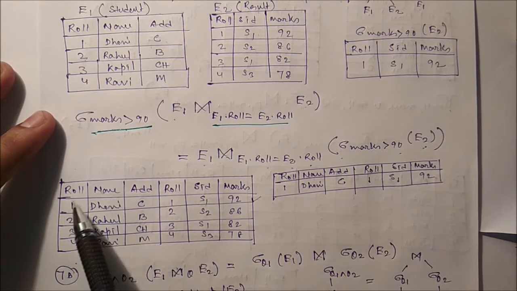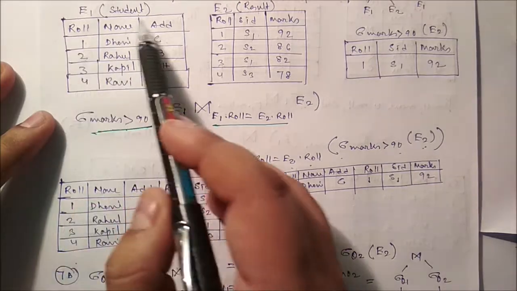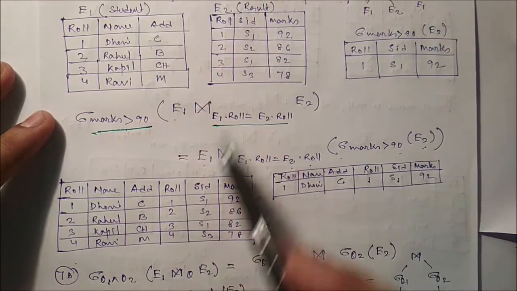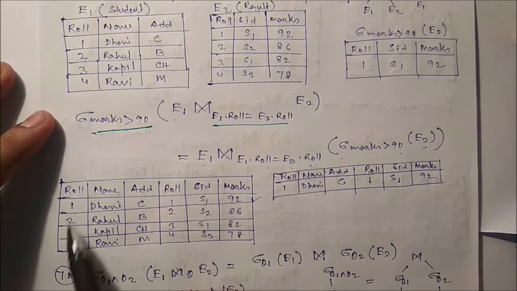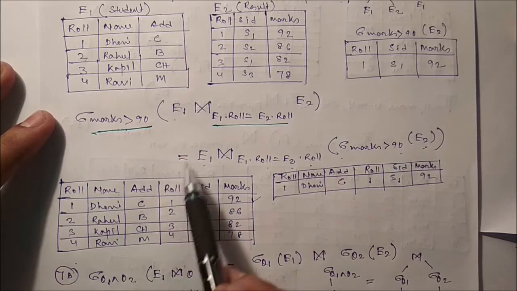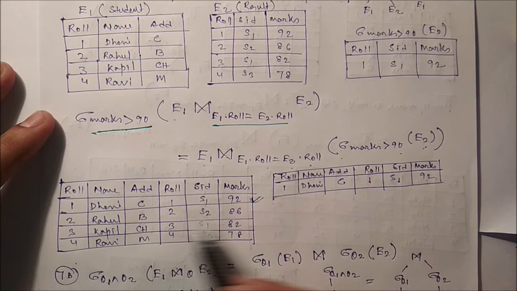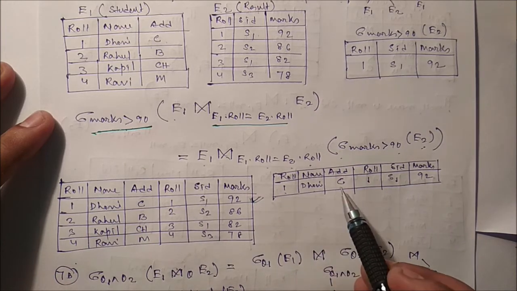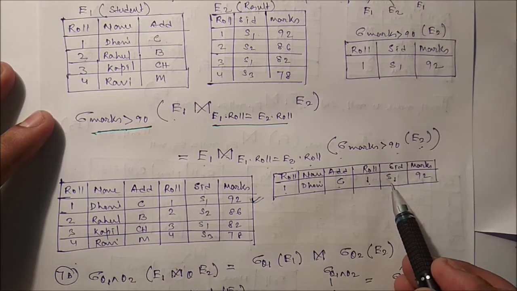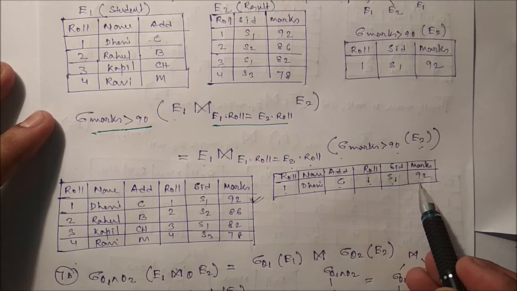Okay, so roll number, name, address; roll number, subject ID, marks; roll number, subject ID, marks. From that we have to select the marks which are greater than 90. So definitely you have to select this particular marks. So the output will be what? 1 Dhoni, Chennai, roll number 1, subject ID S1 and 92. Are you getting this one?